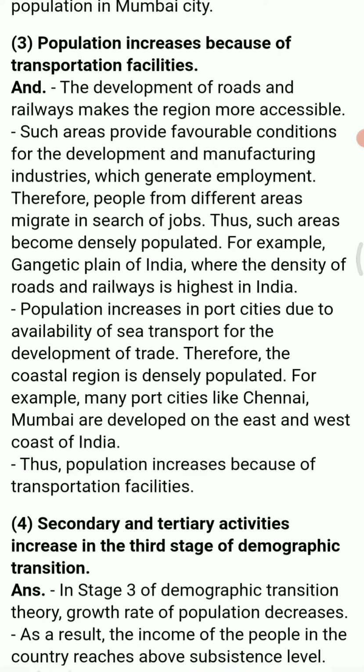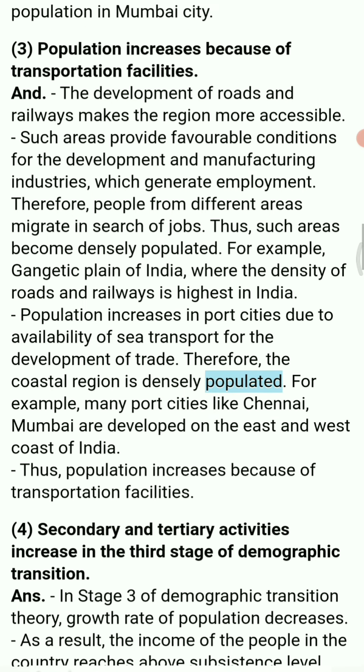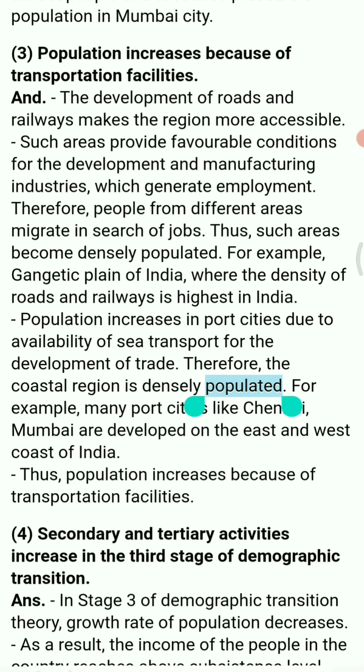So it should be easy for people to move from one place to another place. It should be easy for people to travel to their workplaces, to the schools. The health facilities should be very convenient to them. Then such areas become very densely populated. For example, the Gangetic plains of India, where the density of roads is the highest in India, okay.